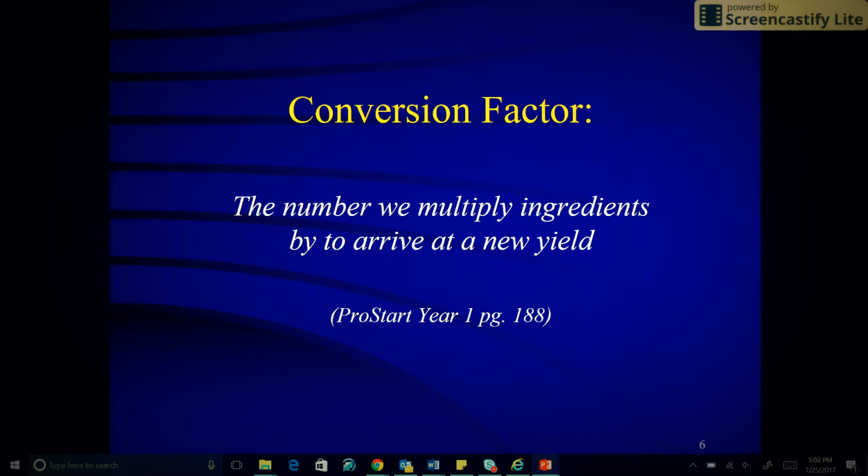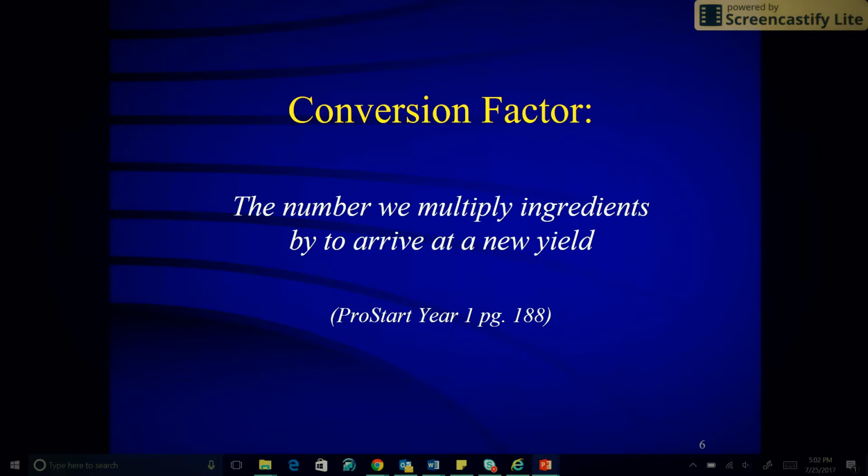So that means that if you have a recipe that makes 100 ounces of soup, and you need it to make 500 ounces, because you need to serve, I don't know, a catering job or the weekend rush, you would need to multiply everything in the recipe by 5, right? Because your original recipe feeds 100, and you need it to feed 500.